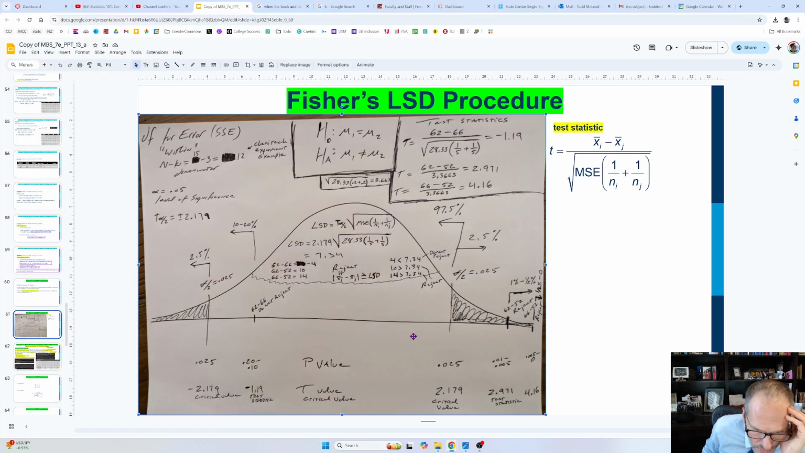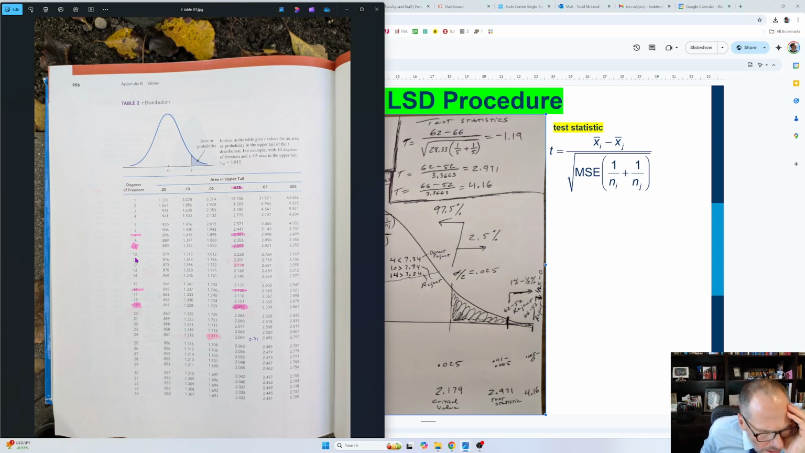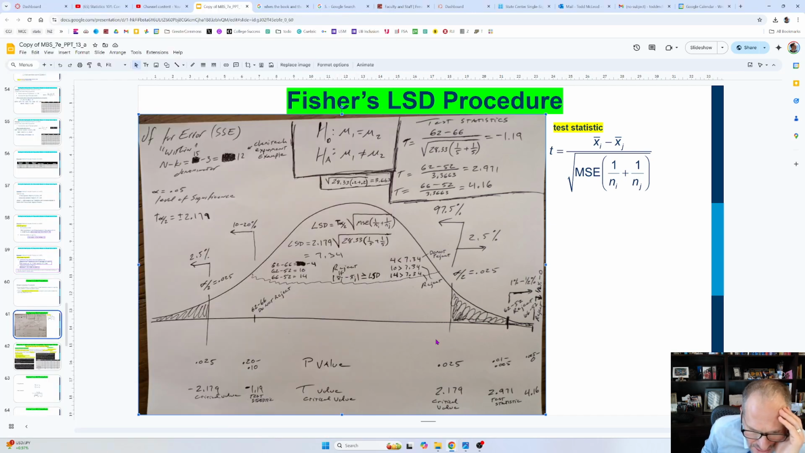And then for this other one, which was negative 1.19, 1.19 at 12 degrees of freedom is going to be between 0.2 and 0.1, or 20% and 10%. That's where 1.19 is. And because this is symmetrical, we could say negative 1.19, same thing. And here, 10 to 20% of our data is from here to the left, and 2.5% of our data is from here to the left.